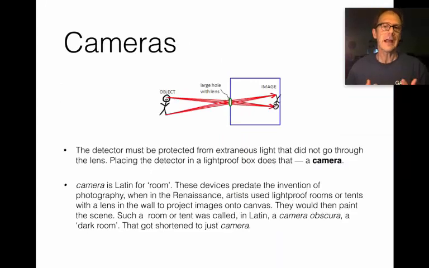Now the detector has to be protected from extraneous light. The only light you want to get to the detector is the light that went through the lens. And so you need to put the detector in some kind of a box. And a box is another way of saying a room. And the Latin word for room is camera. It actually comes from the phrase camera obscura, dark room. But people are lazy and people shortened that to camera. And that's the origin of the word camera.